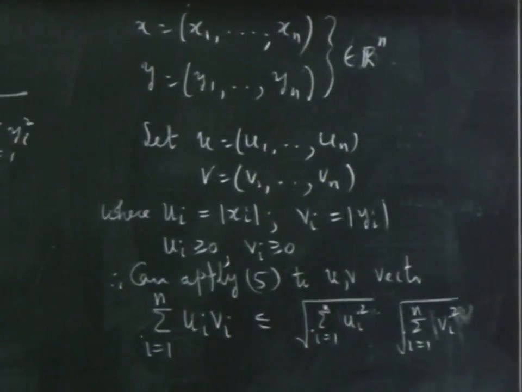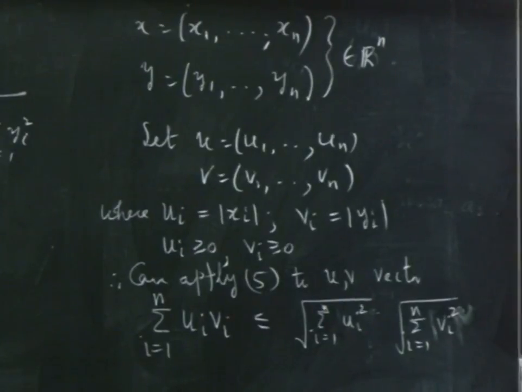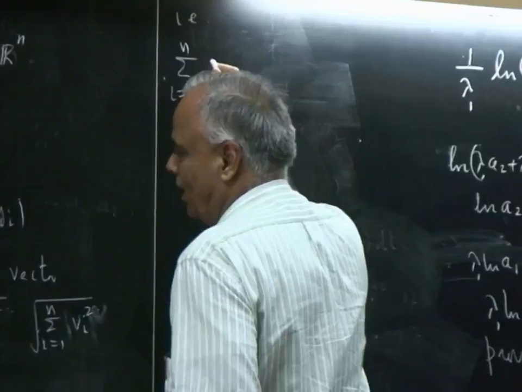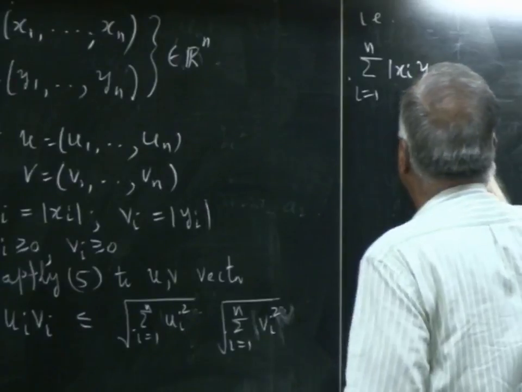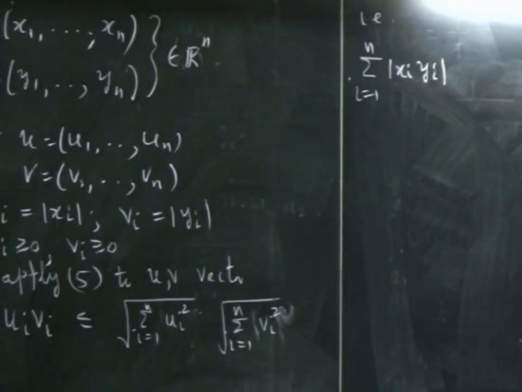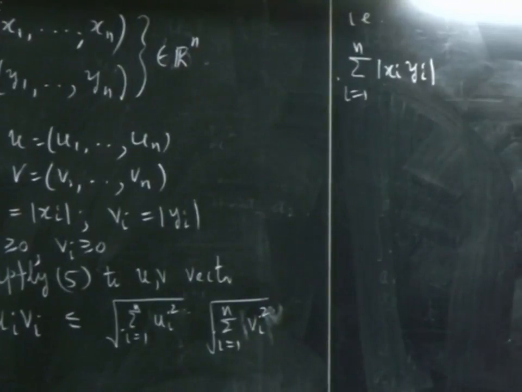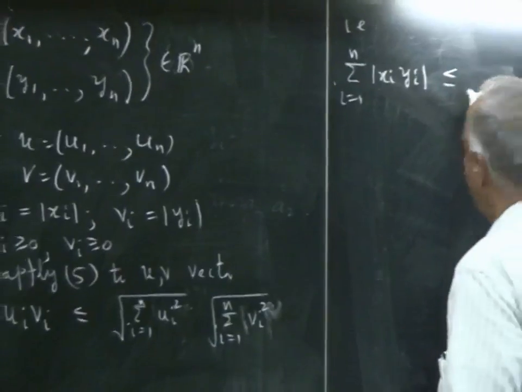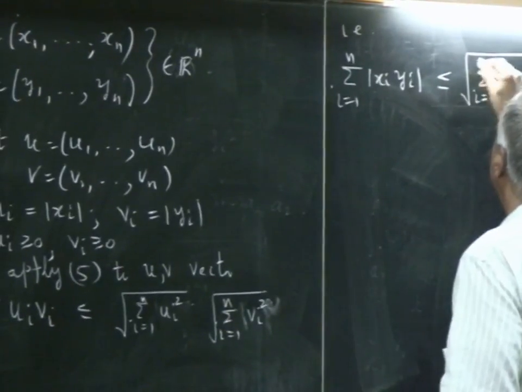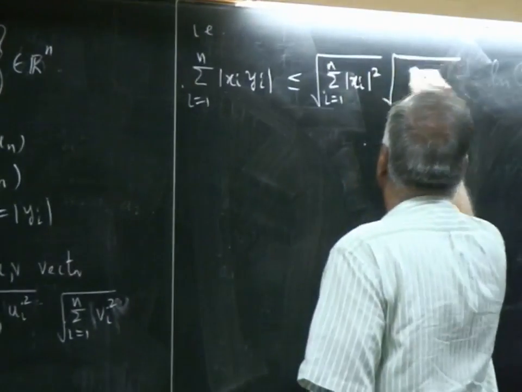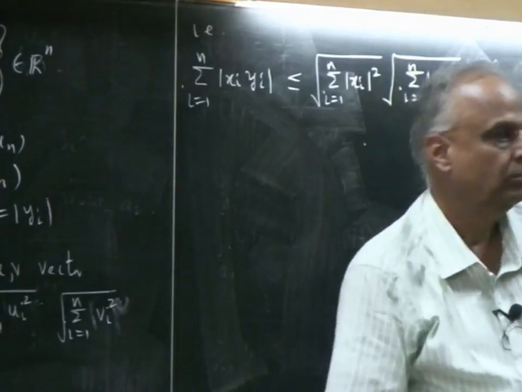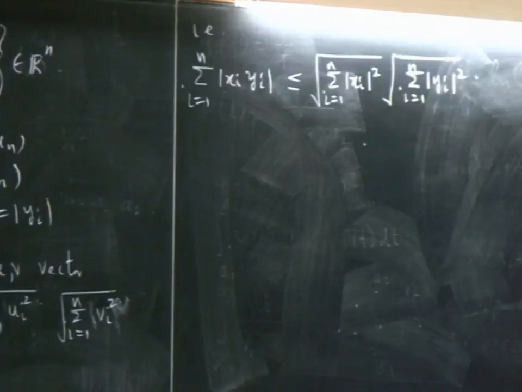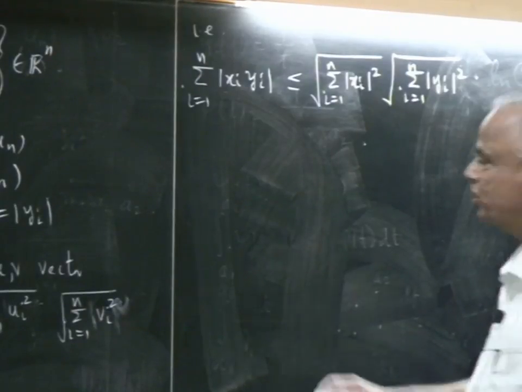Okay. So, now let us substitute, that is summation i equal to 1 to n, what is it, ui is what? Mod xi and the other one is mod yi. So, mod xi into mod yi is mod xi yi. That is less than or equal to square root of summation i equal to 1 to n mod xi squared, into square root of summation i equal to 1 to n mod yi squared. Okay. Now, I am going to do the next thing.